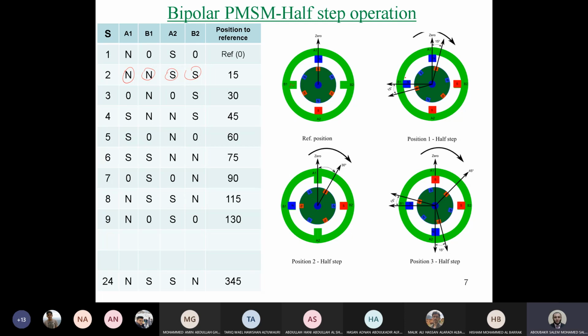So this is now the half-step operation for the bipolar permanent magnet stepper motor. For this case, the number of pulses per revolution will be 24 because we moved only 15 degrees. And comparing to previous cases, you will find that the torque is pulsating also. Why? Here we have two sides of interaction. Here we have four sides.